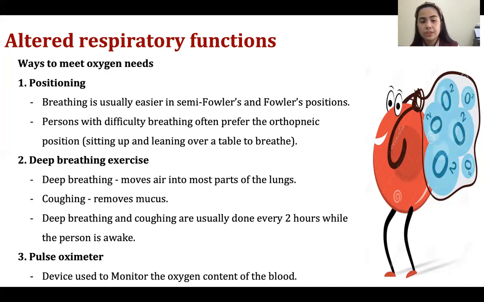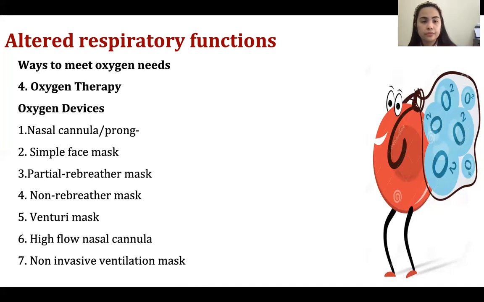Then pulse oximeter, or checking the oxygen saturation, is also helping us to get the oxygen saturation of the patient. So the normal oxygen saturation is 95 to 100%. We already discussed that in our vital signs discussion. Then we have also oxygen therapy.